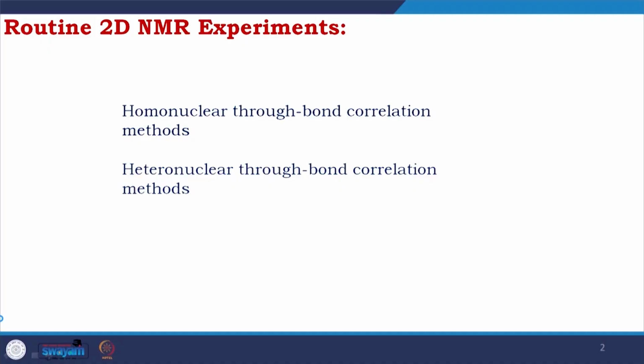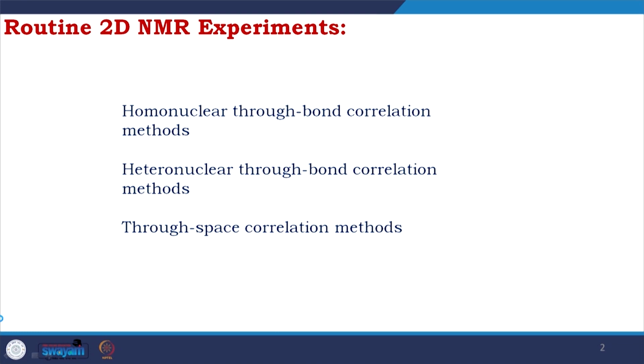Hi everyone, welcome again to the course of structural biology. We are discussing structural biology techniques, high resolution, and this is the last class of this module of NMR spectroscopy, and today we will discuss 2D and 3D NMR in detail and how those techniques are helping in solving protein structure. So, I was talking about routine 3D NMR experiments, the homonuclear through bond, heteronuclear through bond and through space correlation methods.